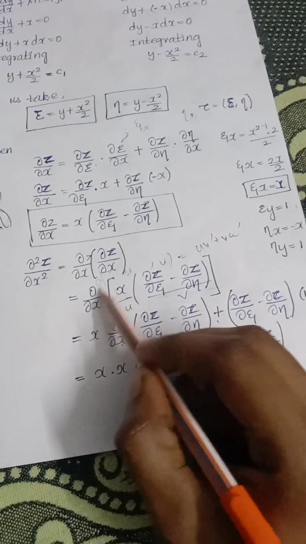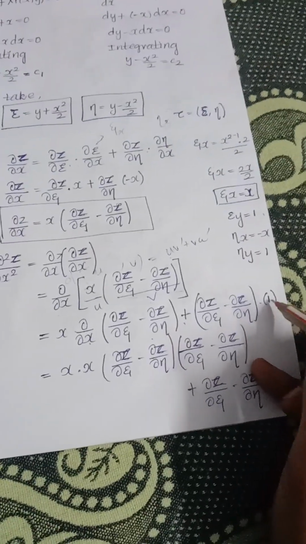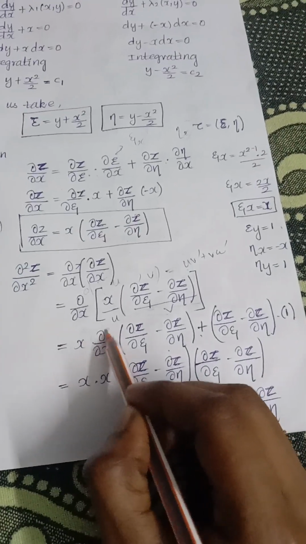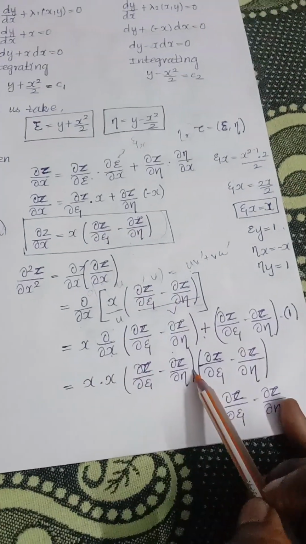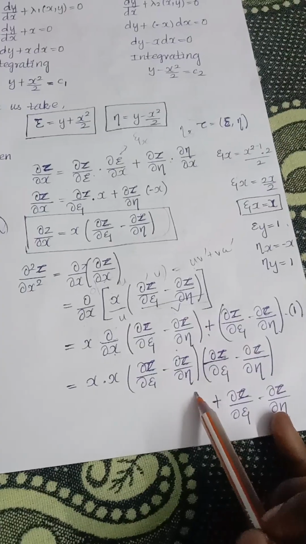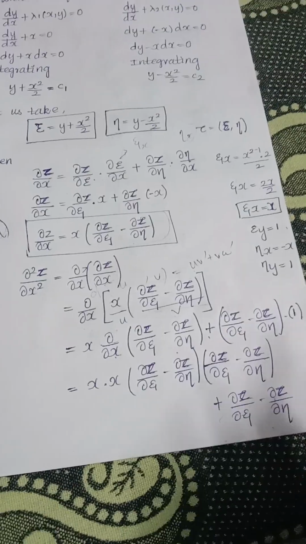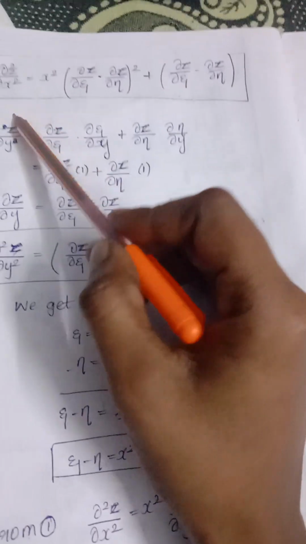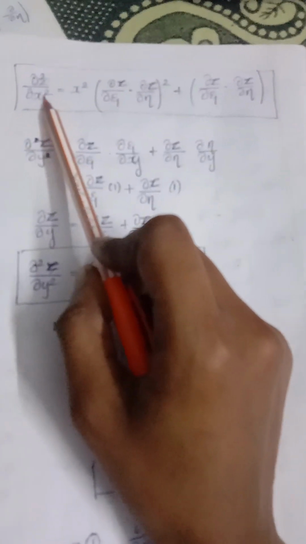So if we differentiate x with respect to x, we get 1, so we put this 1. Instead of dou divided by dou x of zeta, we have this term, so we substitute it and we get x square times dou zeta divided by dou xi minus dou zeta divided by dou eta, the whole square, plus dou zeta divided by dou xi minus dou zeta divided by dou eta. So the combined term is this one, that is dou square z divided by dou x square.